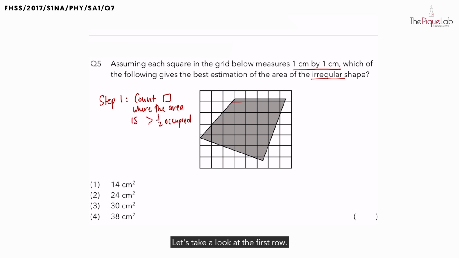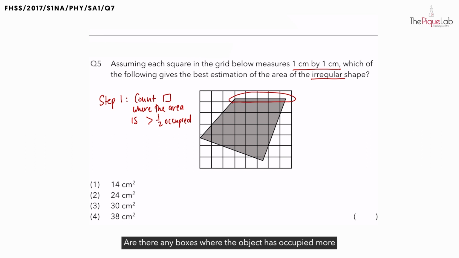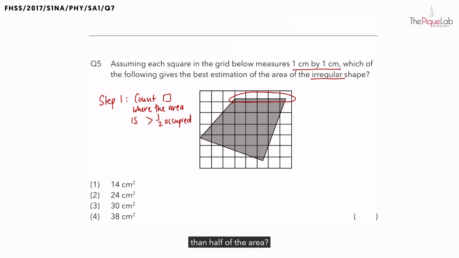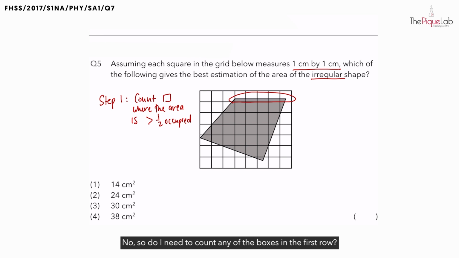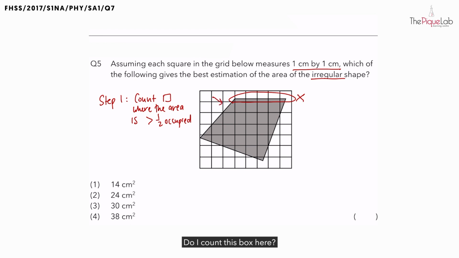Let's take a look at the first row. Are there any boxes where the object has occupied more than half of the area? No. So do I need to count any of the boxes in the first row? No. Let's take a look at the second row now. Do I count this box here? Yes, the object has occupied more than half of the area of the grid box.